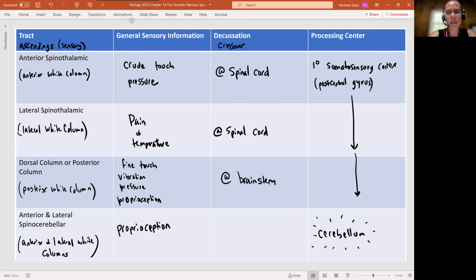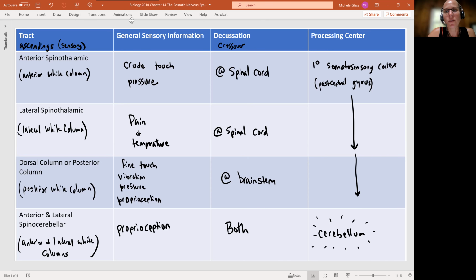And then what we'll see is that the decussation is happening at both places. So some information comes in, travels straight up, and then crosses over at the brain stem. And then other information comes in, crosses at the spinal cord, and then makes its way up to the cerebellum for processing. And so that's a difference between the anterior and lateral spinocerebellar tracts, but that is information that we don't have to focus in on.